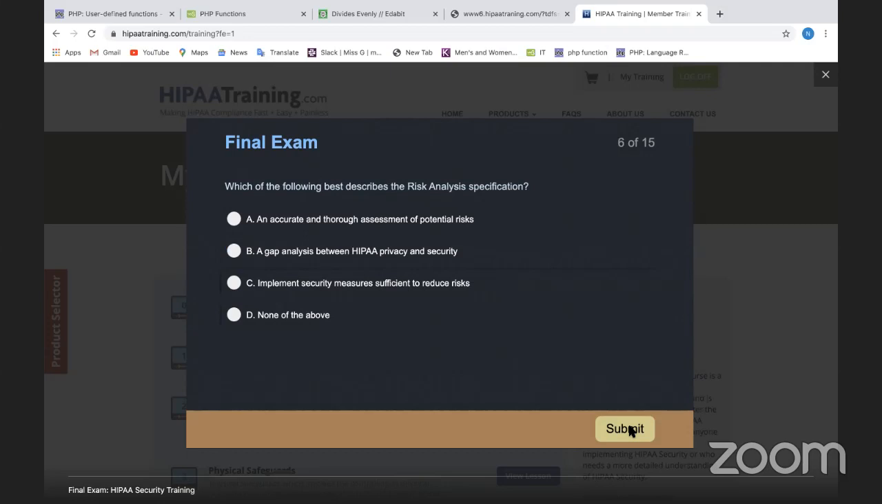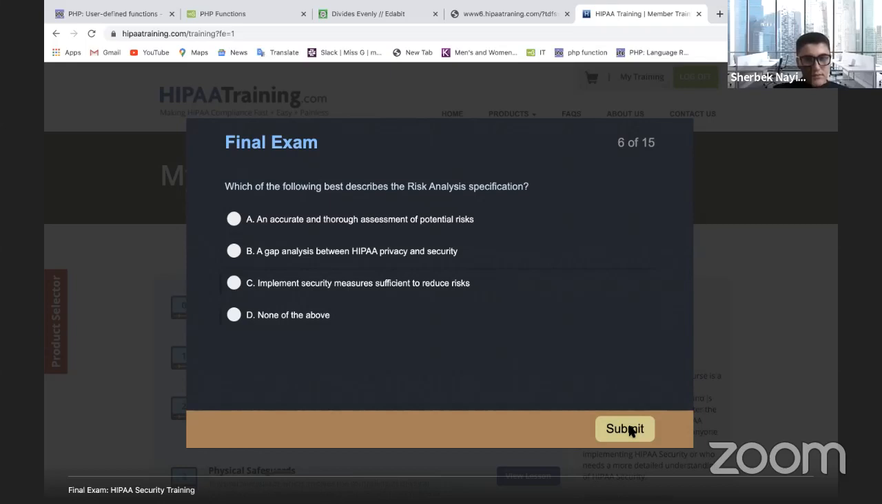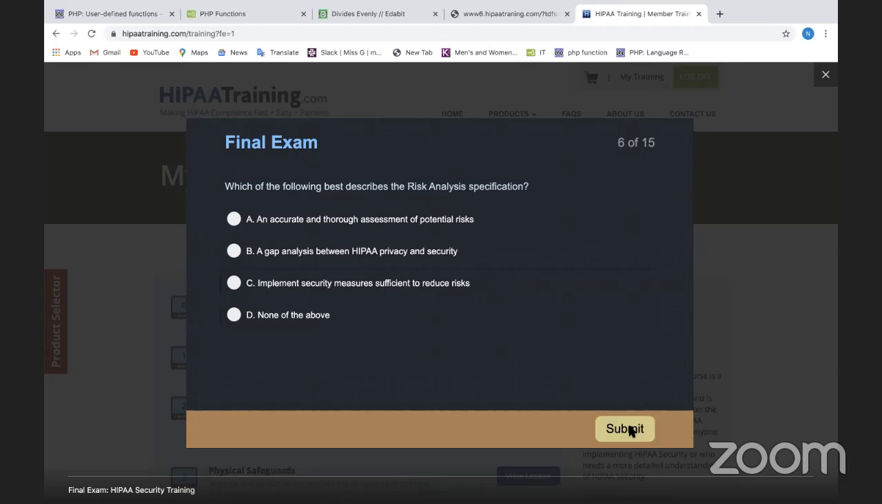Which of the following best describes the risk analysis? Mana shu yerda o'tgan gal yiqilganmiz. An accurate and a thorough assessment of potential risk. Mana shu bo'lishi kerak. To'g'rimi?